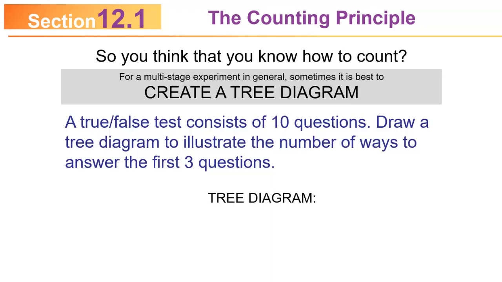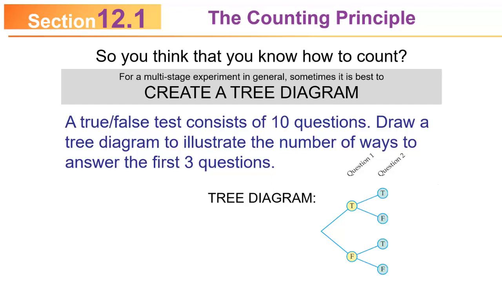A tree diagram looks like this. It can spread horizontally or vertically. I've got one spreading horizontally, but it can certainly spread vertically. In this case, in the tree diagram, the branches are the line segments, and the nodes have the possibilities. So on the first question, the answer is either true or false. So I have a node for true and a node for false.